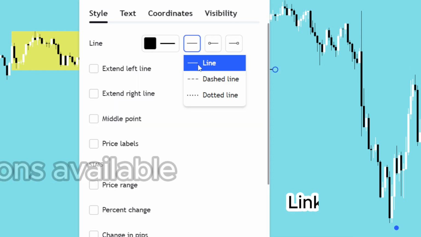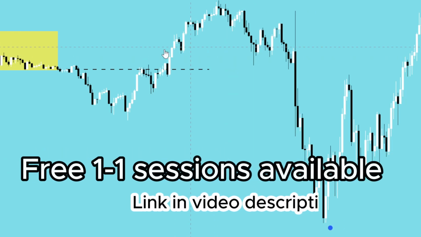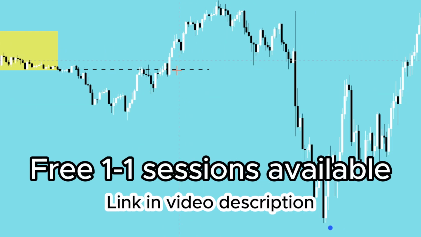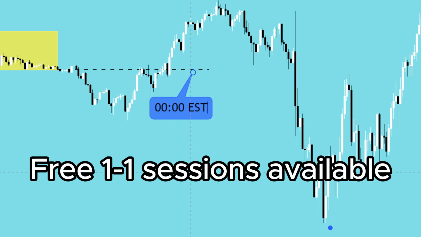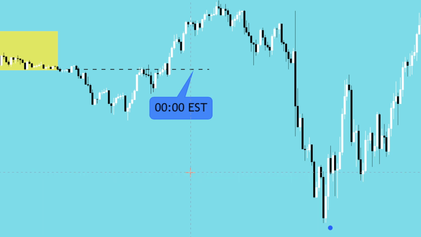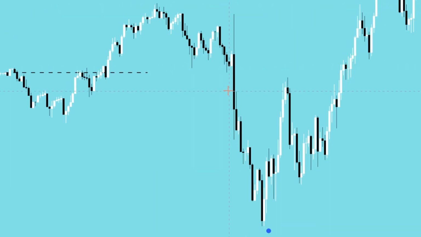This dashed line over here represents the IPDA, interbank price delivery algorithm, reset time. This reset time is very, very important. It is midnight New York time, or midnight Eastern Standard. It's very important you calibrate this to wherever you are around the world. From here, we understand that the London session and the opening of that news event we had at 8:30 Eastern time is what projected a bullish manipulation up here.